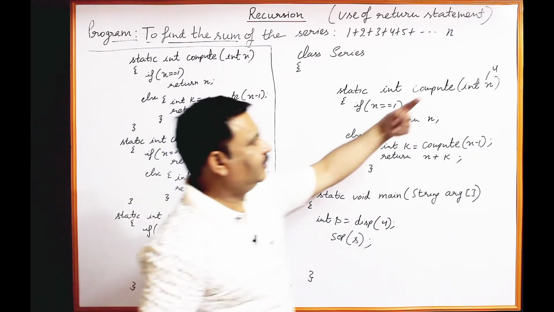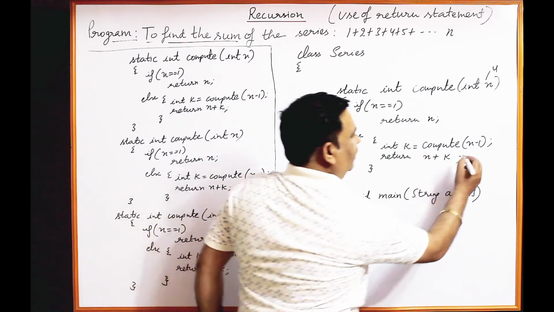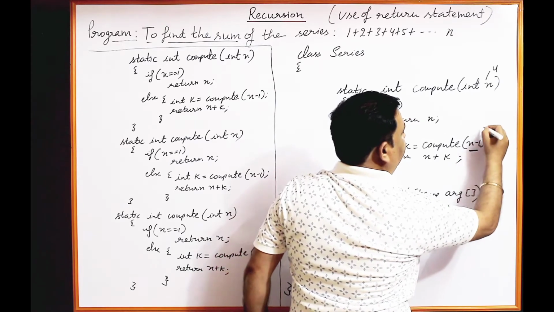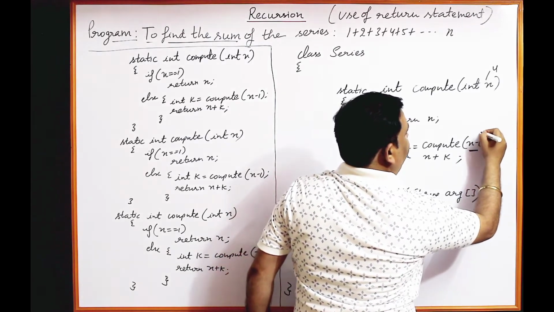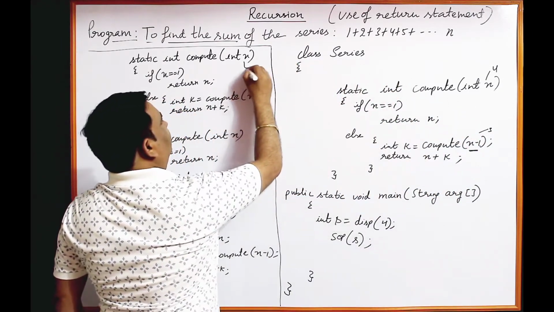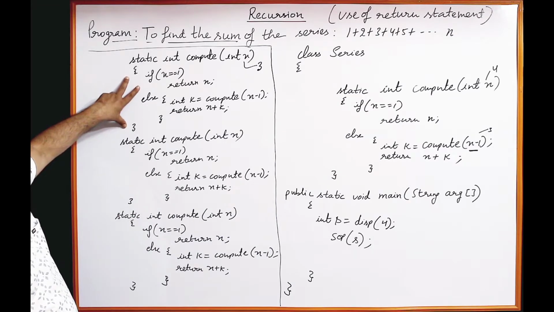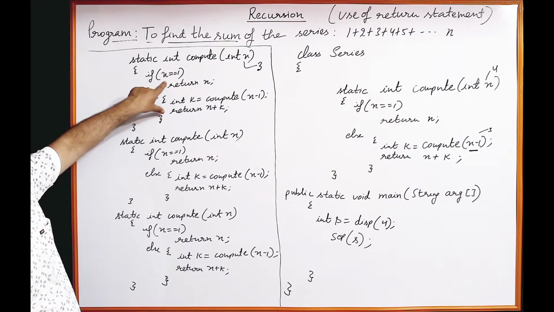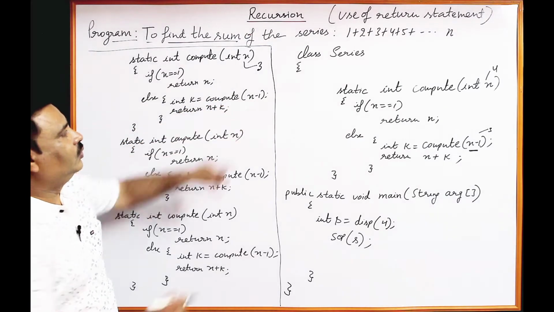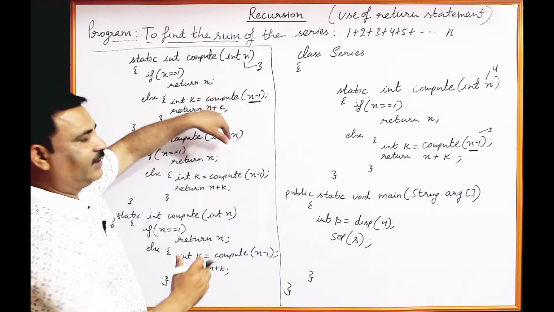Now see how it works from the beginning. Here we are passing 4, else will execute. This function will be called by passing the value 4. 4 minus 1, 3. So 3 will be passed from here. So when 3 is passed, suppose this is the next function call where the value of n is 3. The same function. Condition is false. Calling the function compute. 3 minus 1, 2. Next time the function will be called.